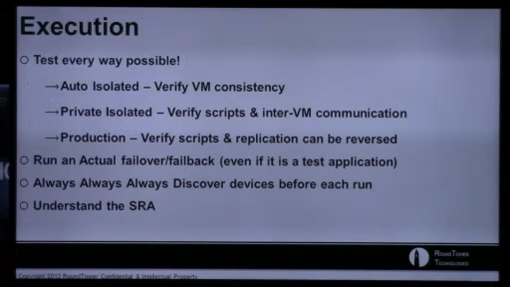All right, so execution, right? I'm going to run through some of this, but make sure you know that in an auto-isolated recovery plan, you're just verifying the consistency level, okay? So you're just making sure that the VM can power on. In a private isolated plan, you have a private VLAN that's not touching production, but you may want to pull in some scripts. You're verifying whether scripts or inter-VM communication is actually working, right? DNS is failing over, etc.